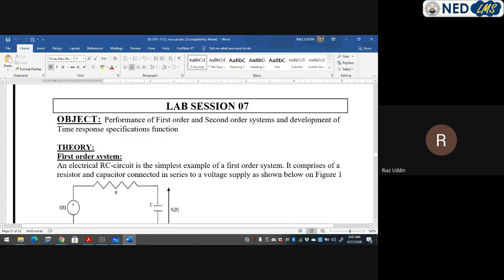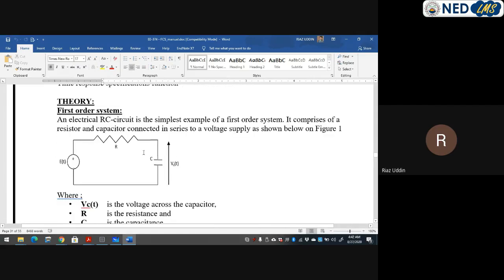It means in order to control the output, whether your system is a first order system or a second order system, you have to understand what the required time domain specifications are for the first and second order systems. So how will we go through them? In the start, we will be going through the first order system.